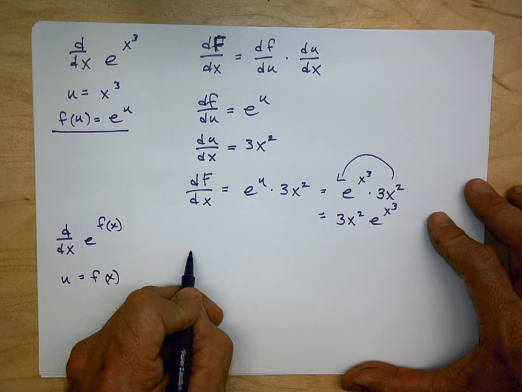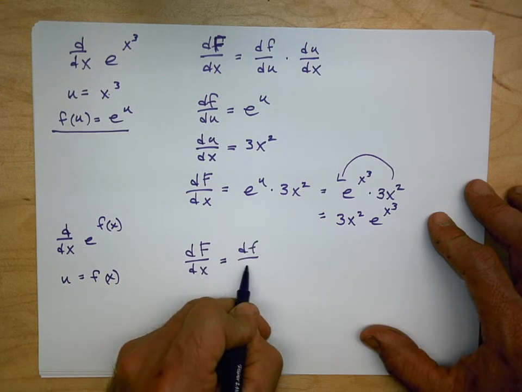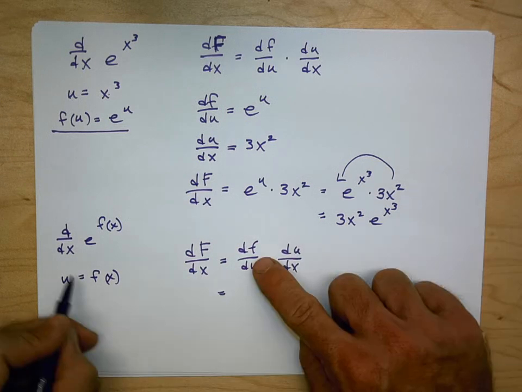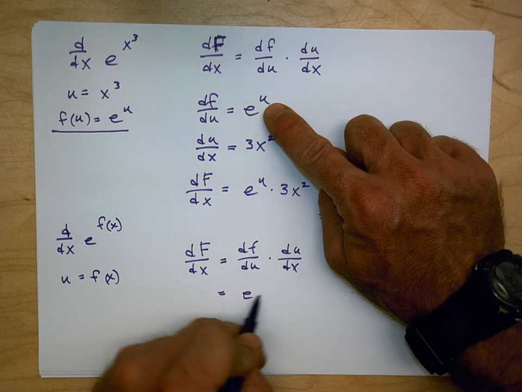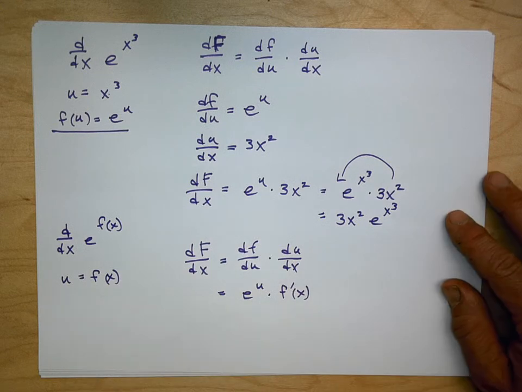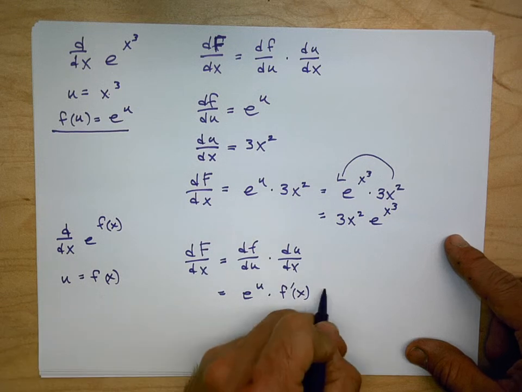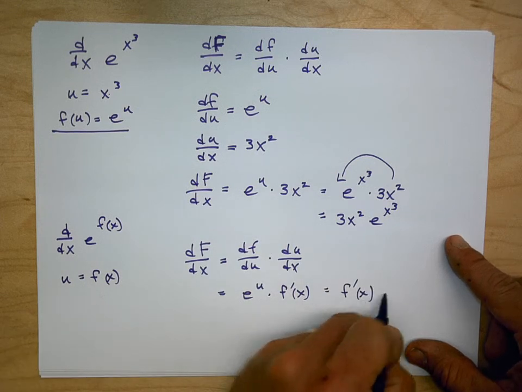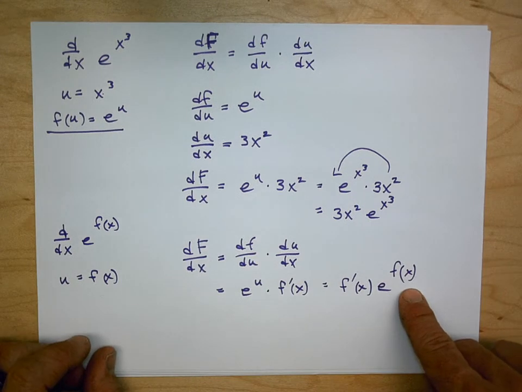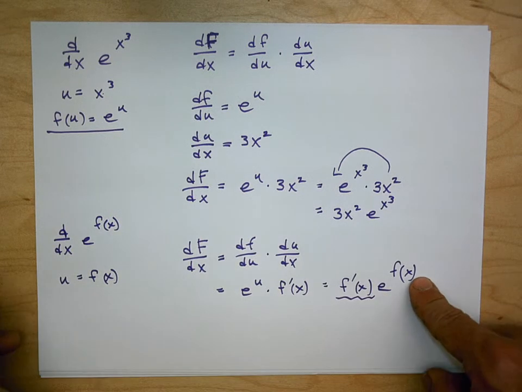Using this formula here, dF/dx is again df/du times du/dx. Well, df/du we actually already did up here. That's just e to the u times du/dx, which is just going to be f prime. Again, we usually put the e on the back, and I'm going to replace u with what it is equal to, which is f, so I just end up with f prime of x times e to the f of x. So the e to the f of x will always be there when we take the derivative of e to some function. It's just that we're going to multiply by whatever the derivative of that exponent is.